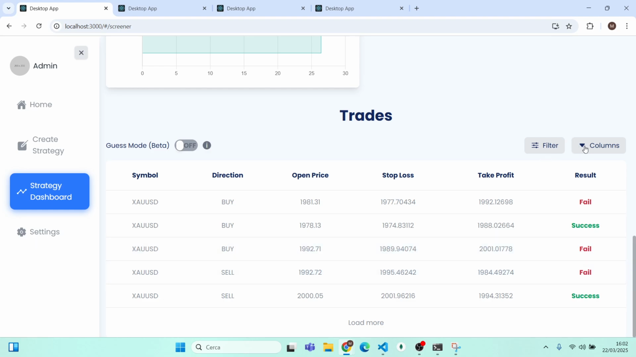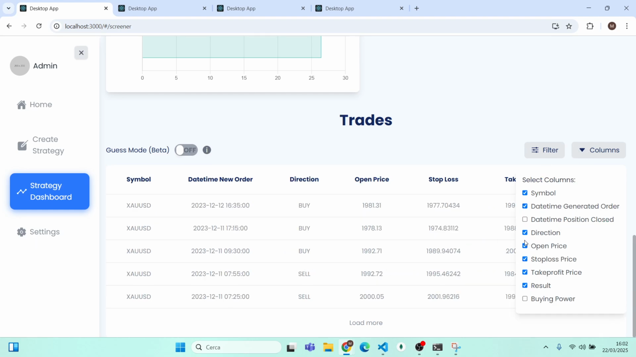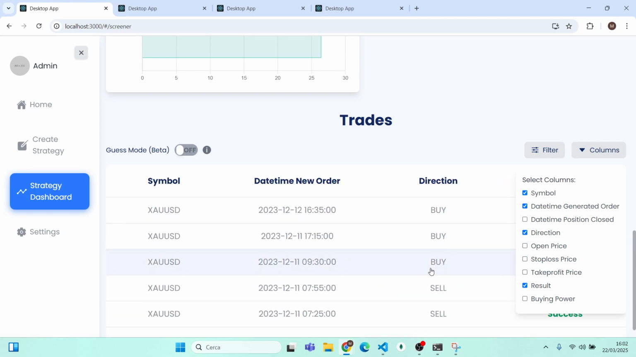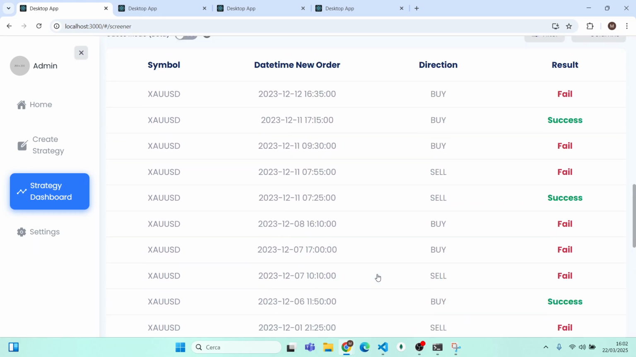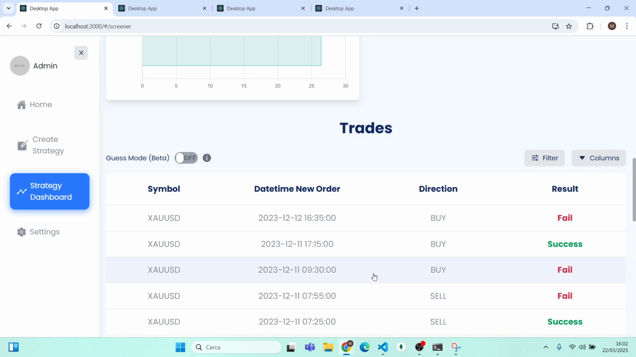Okay, here we can see for example all the trades that the software took. We can see that there are a few trades.